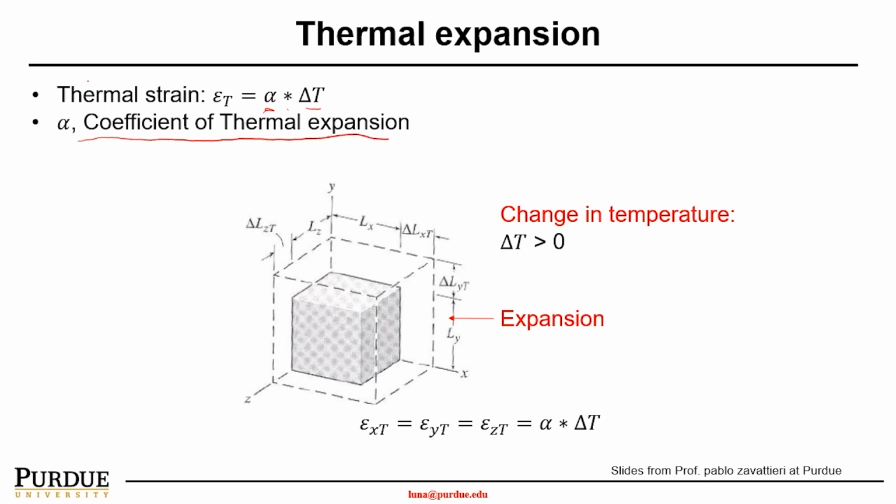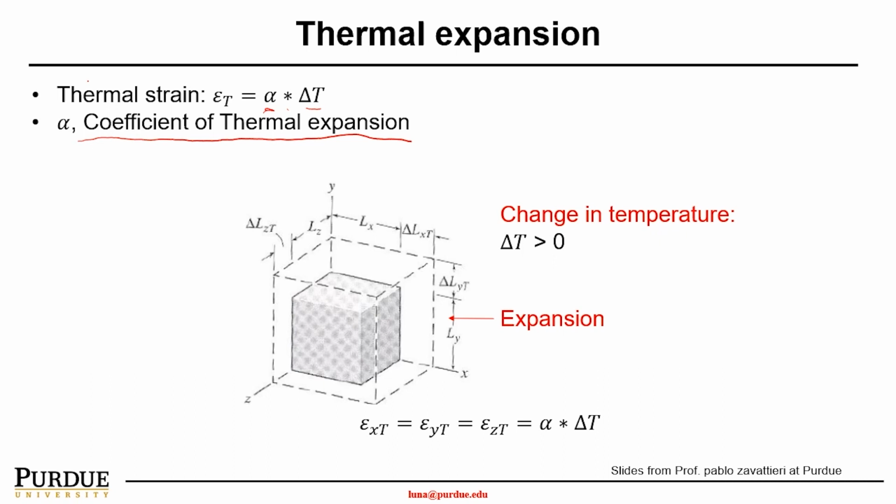The coefficient of thermal expansion is a material property. It means it depends on the material. A material with higher thermal conductivity, such as metal, will have a higher coefficient of thermal expansion. On the other hand, a material with lower thermal conductivity, such as polymer, will have a lower coefficient of thermal expansion. Alpha describes the material response to the temperature change.